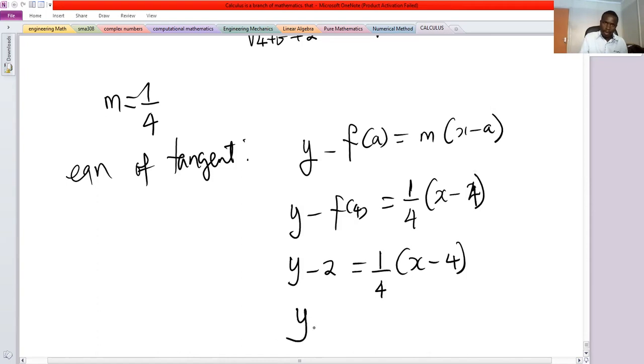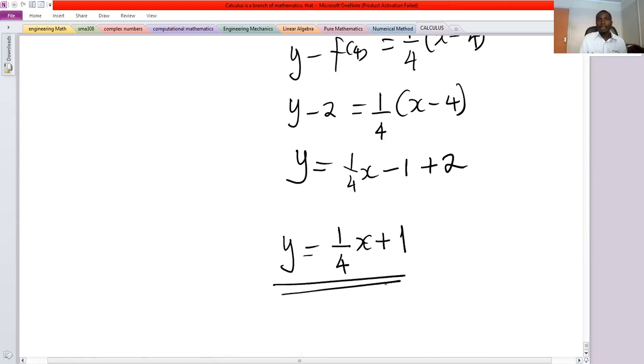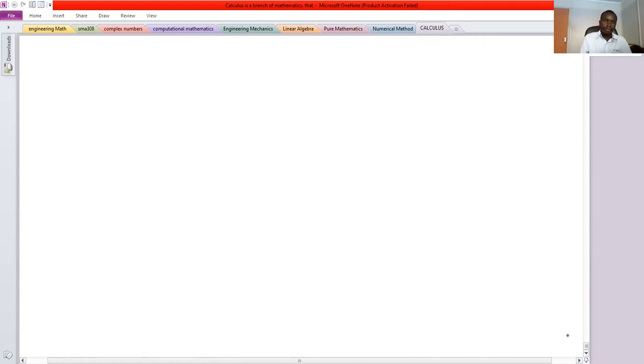So y equals 1 over 4x, this by this is minus 1, and then plus 2. So y equals 1 over 4x, and then plus 1. And lastly, y equals 2 root x at 1, 2.